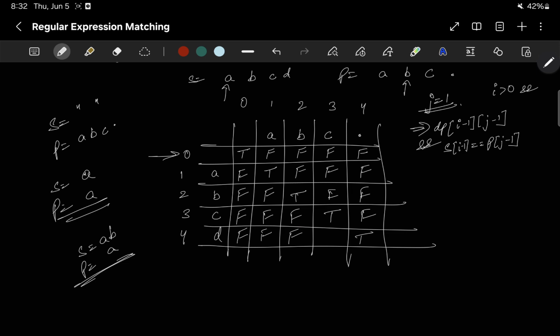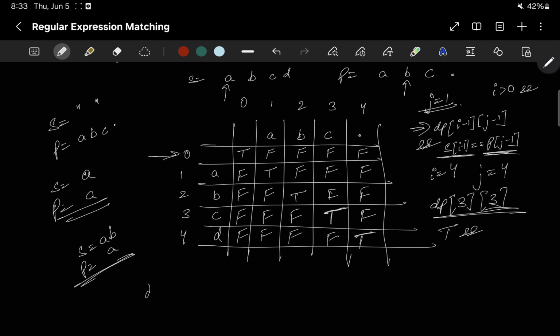You might ask, how did the calculation for dot happen? Again, the same thing. Let's take this example. At this point I was 4, j was also 4. So we will find dp of 3 and 3 because I minus 1, j minus 1. dp of 3 and 3 is true. So we will match that and see if s of I minus 1 and p of j minus 1 are equal. They are not, because one is d and one is dot.